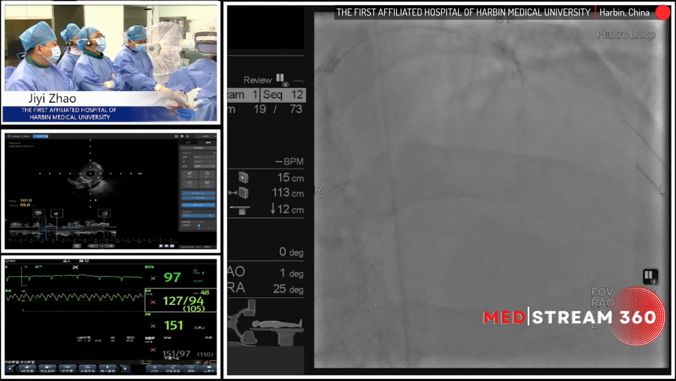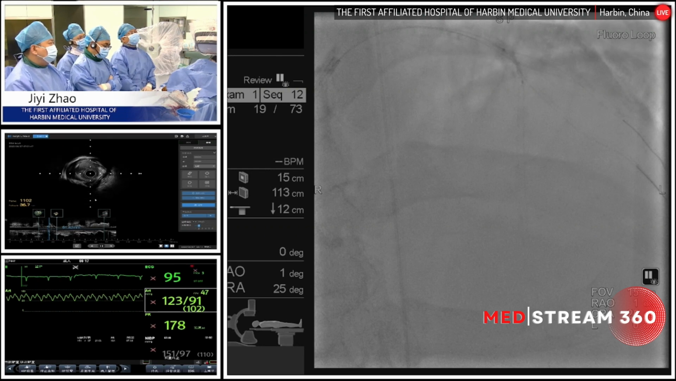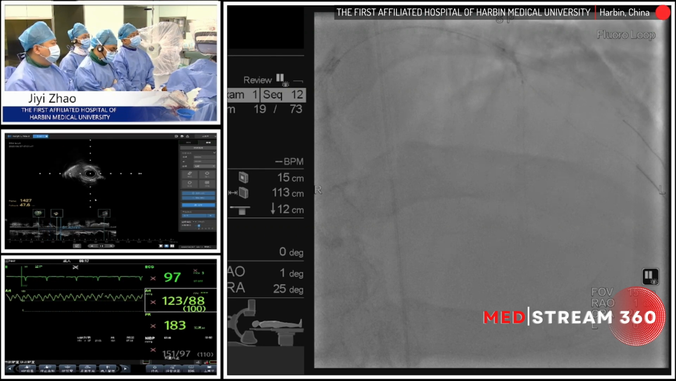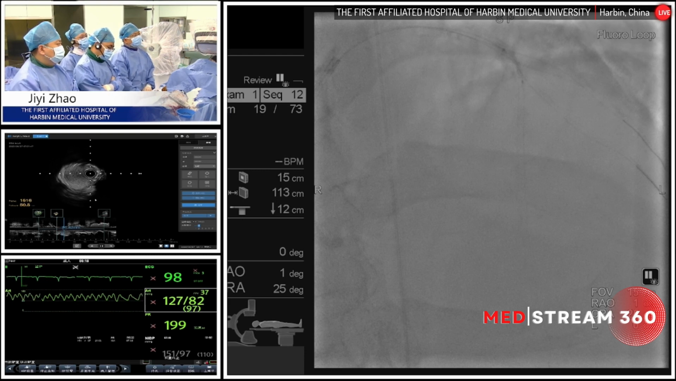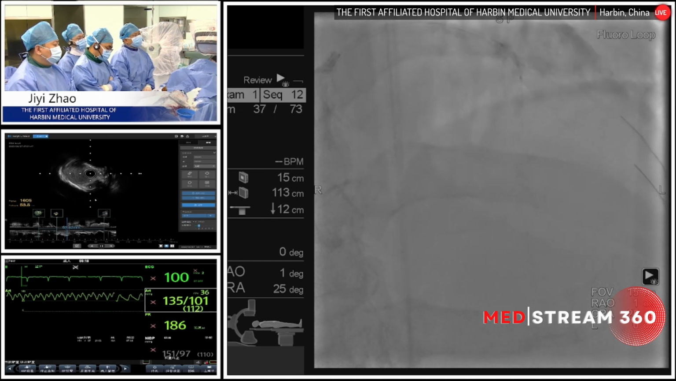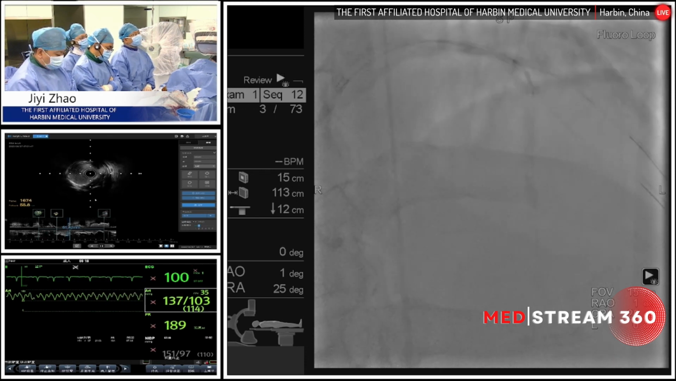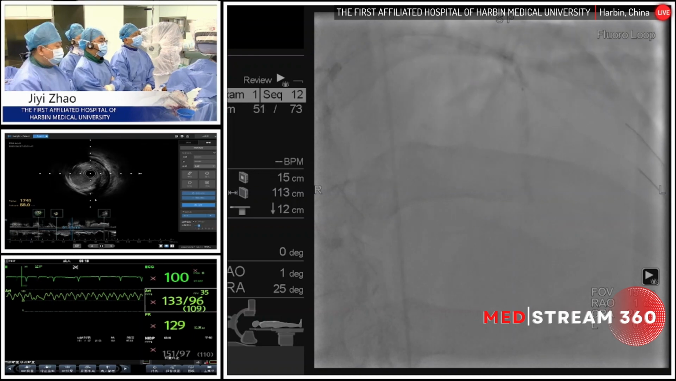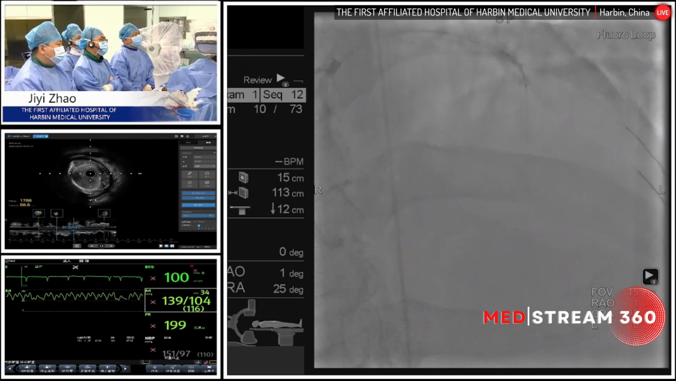Professor Zhao, what do you think is the next step? What should we do to treat the calcification we detected by IVUS? Based on the IVUS results, to avoid no flow and slow flow, we selected IVL to treat the proximal LAD calcification lesions.